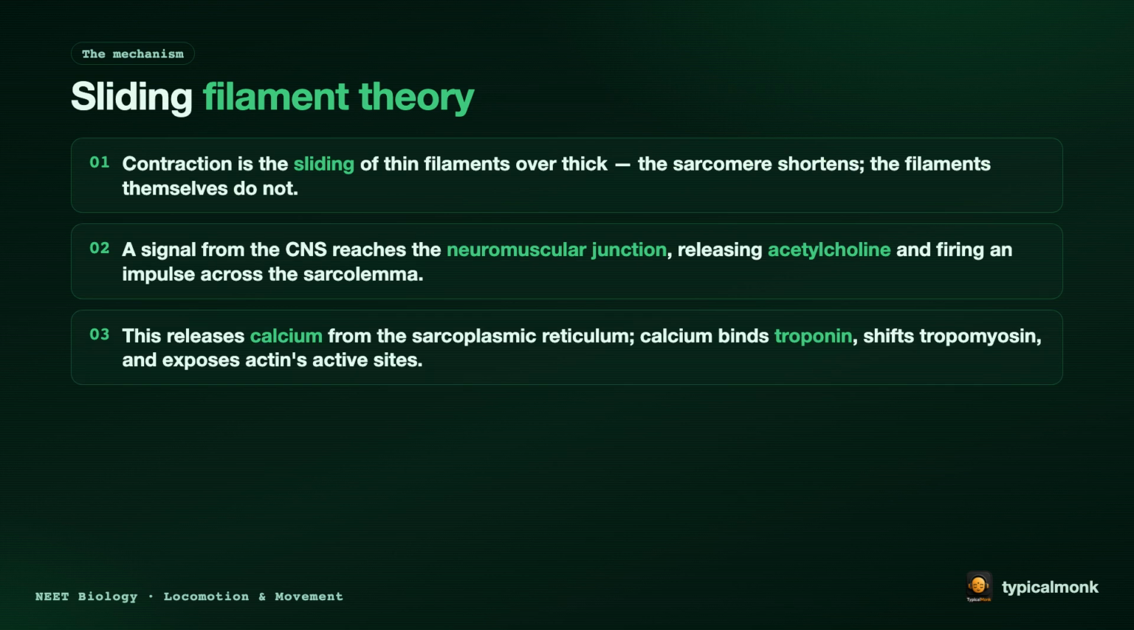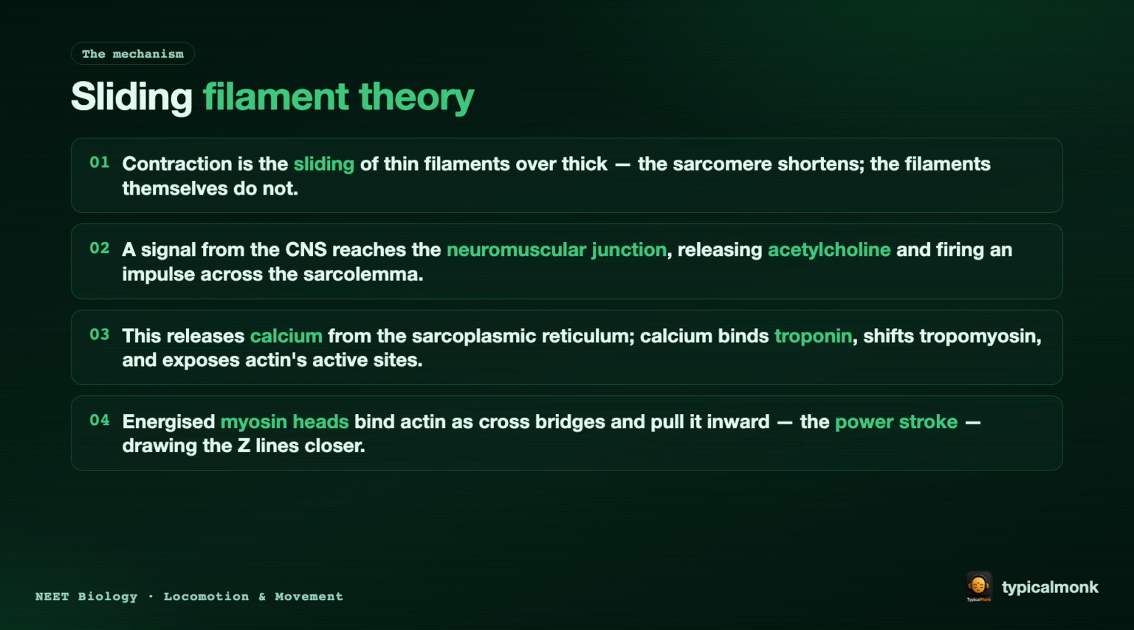A signal from the CNS reaches the neuromuscular junction, releases acetylcholine, and sends an impulse racing across the sarcolemma. This releases calcium from the sarcoplasmic reticulum. Calcium binds troponin, shifts tropomyosin, and opens up the active sites on actin.